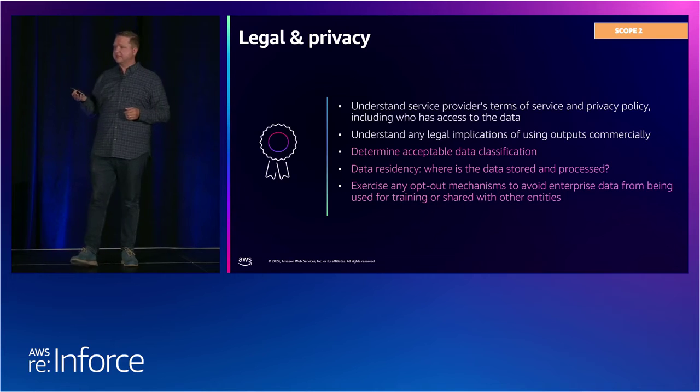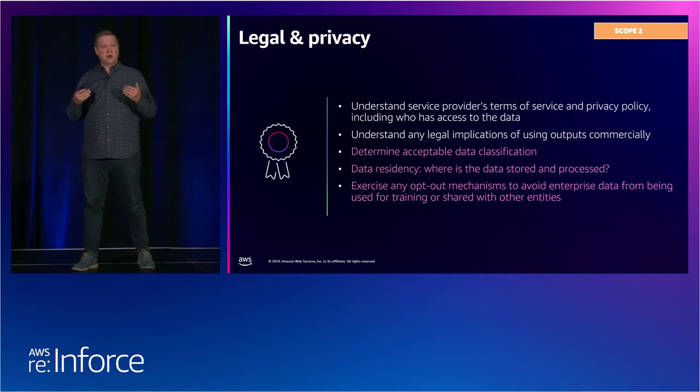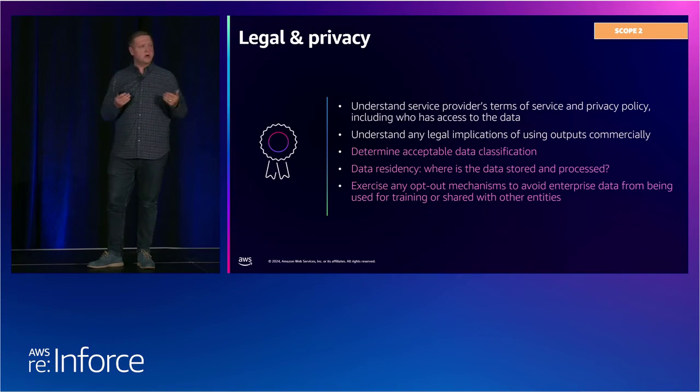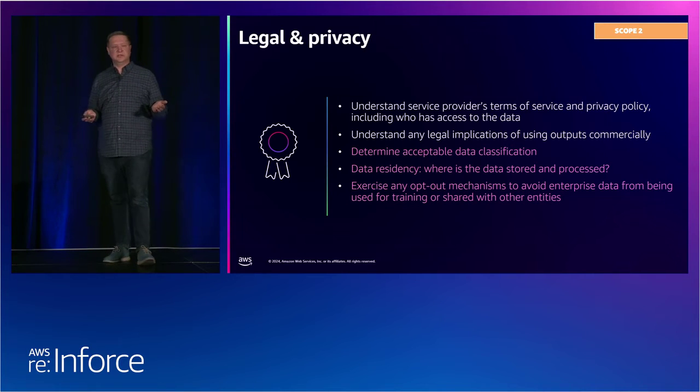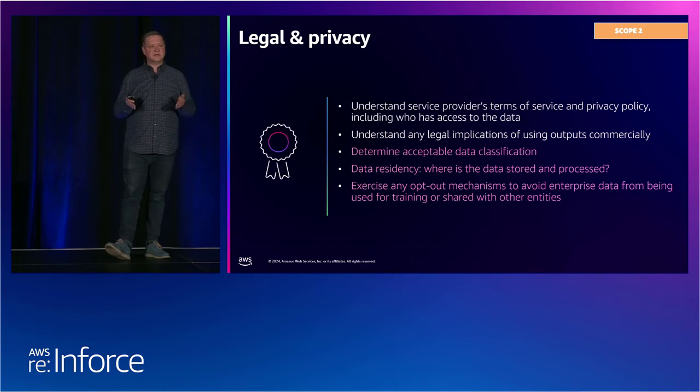Understanding what's the acceptable data classification. So our opinion is Scope 1 apps, no PII, no sensitive data. Scope 2 apps, what do you think? Do you think you could do that? Yeah, absolutely, right? Because this is the differentiator.